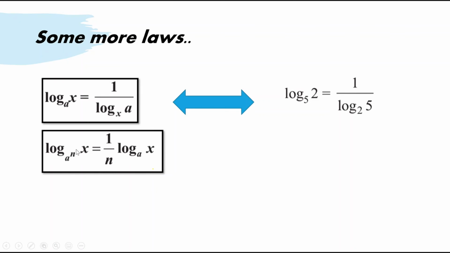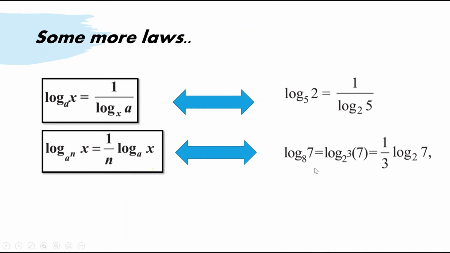So this is also useful for many numericals that we'll encounter. For example, log of 7 with base 8. So 8 can be written as 2 to the power 3, right? So here we want to change from base 8 to base 2. So simply we'll use this law. Here we need not calculate, we just use the law, and we can write 2 to the power 3. So the 3 is the power, so it will come as 1 by 3 outside the logarithm. So 1 by 3 of log of 7 with base 2. So this is just an application.